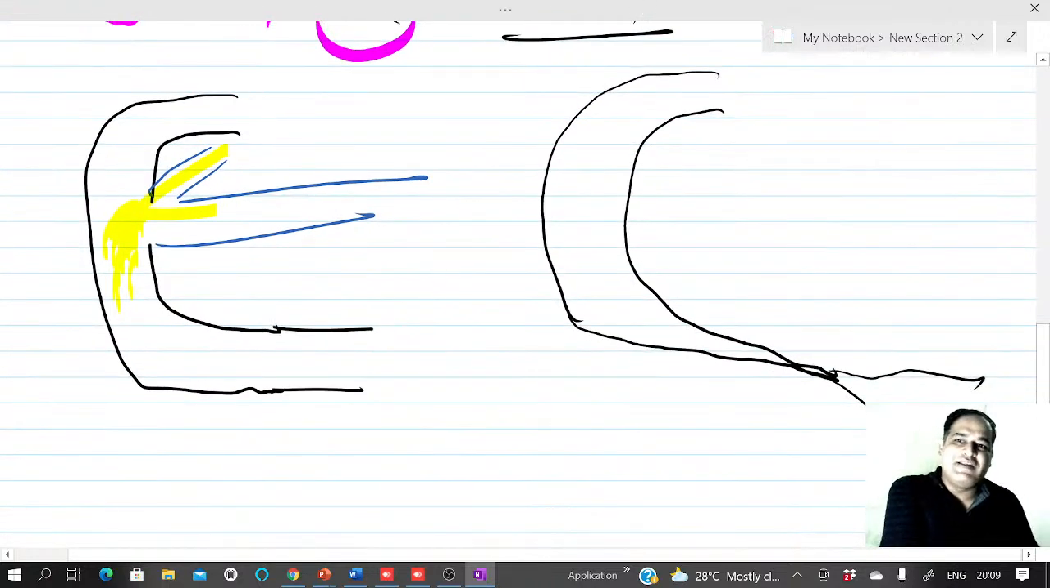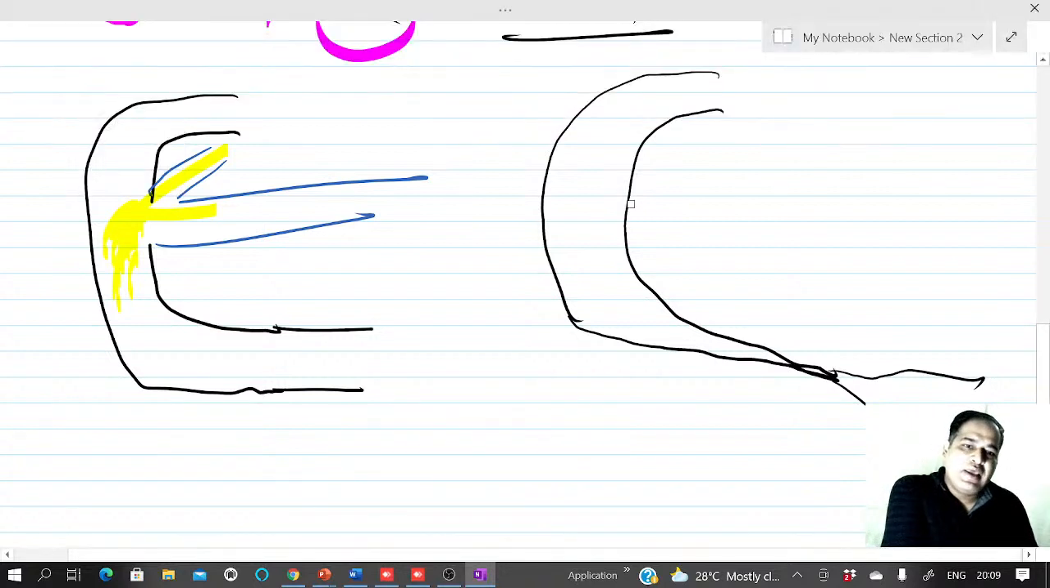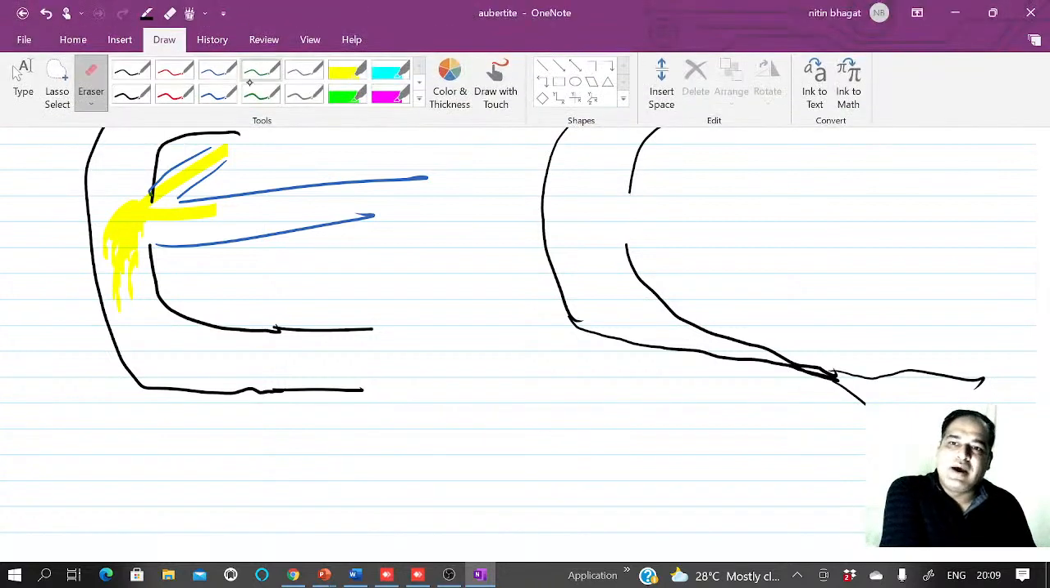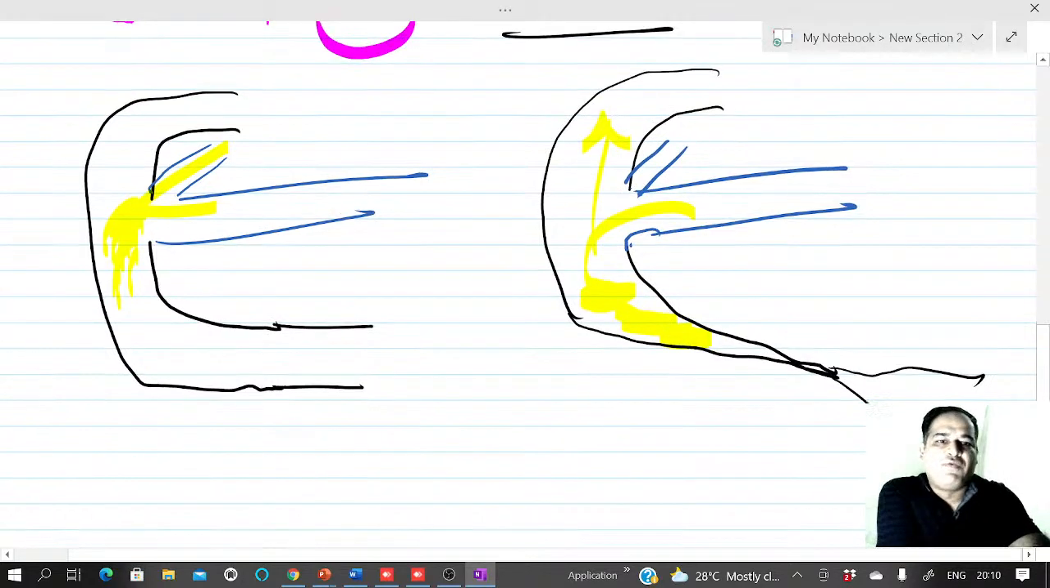So the third part is affected. What am I trying to say over here? That the bile will keep on flowing normally. But this bile cannot go out, so this bile will be vomited out.